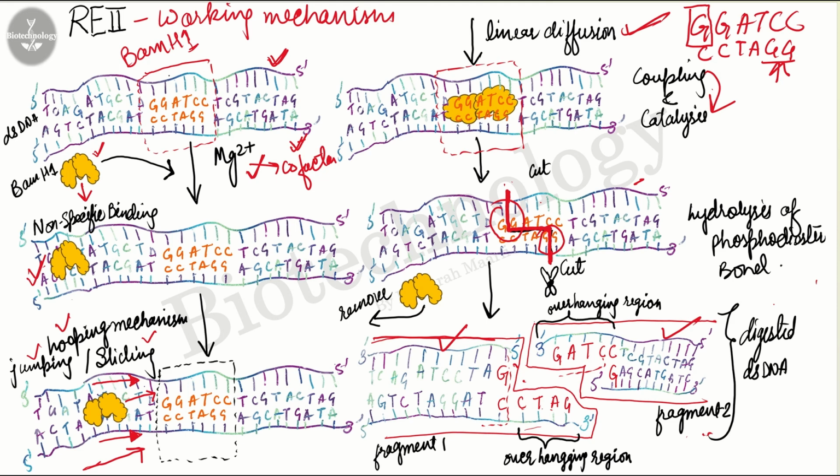These two fragments carry overhanging regions, also called flanking regions. These regions are single-stranded DNA, as seen here in the example CTAG. In the case of BamHI, it generates sticky ends. The fragments here are of the sticky end type, and these sticky ends help in cloning. By using the enzyme ligase, you can ligate this particular double-stranded DNA into any vector for cloning purposes.